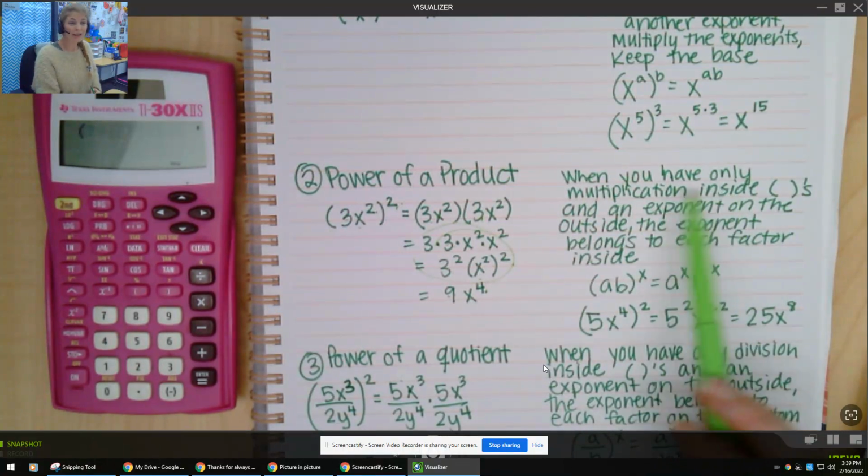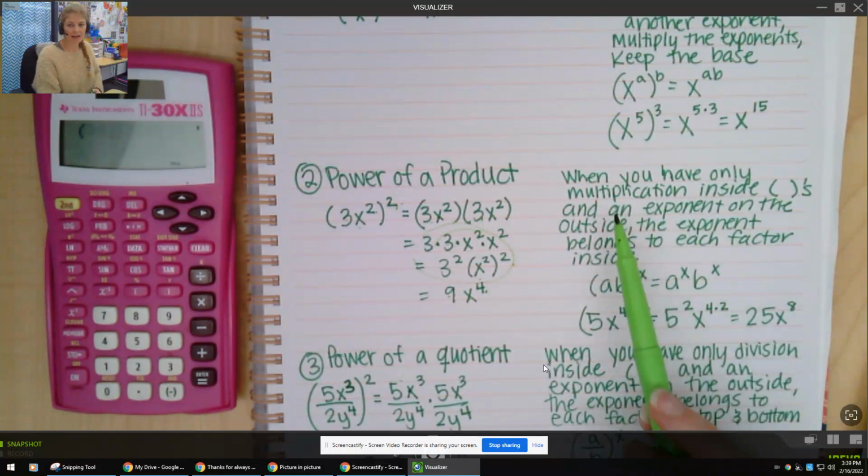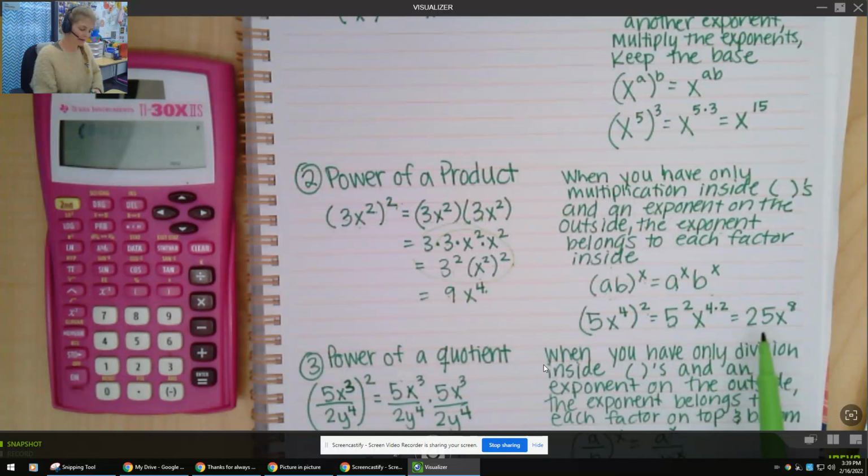So when you have only multiplication inside the parentheses and an exponent on the outside, the exponent belongs to each factor inside. So ab to the x, notice that's being multiplied inside, gets me a to the x, b to the x. 5x to the 4th all to the second is 5 to the second, x to the 4th to the second, so 25x to the 8th.